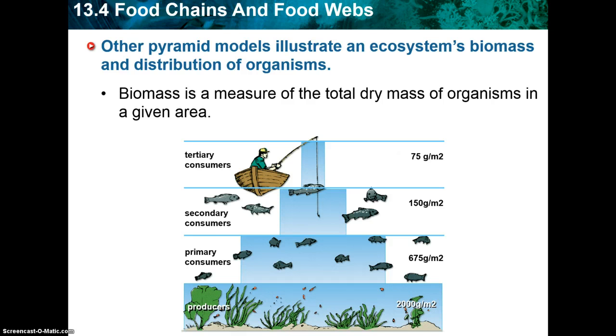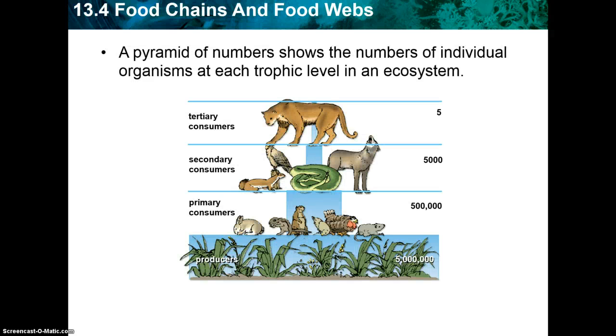Other pyramid models illustrate an ecosystem's biomass and distribution of organisms. Biomass is measured as the total dry mass of organisms in a given area. That's about all they need to know about biomass. And a pyramid shows the number of individual organisms at each trophic level.